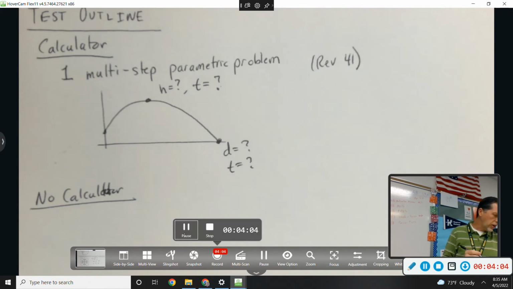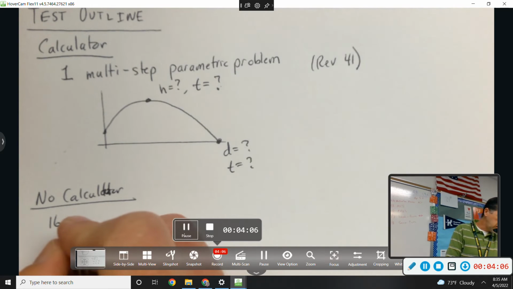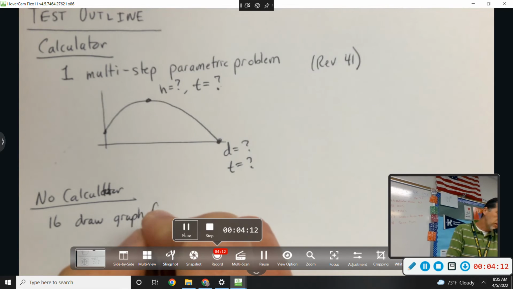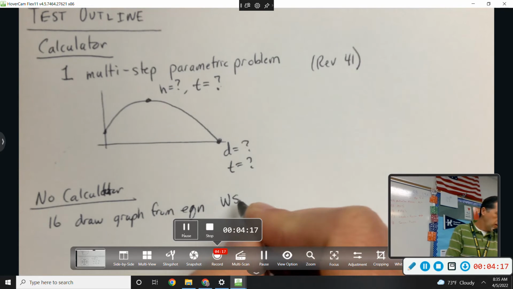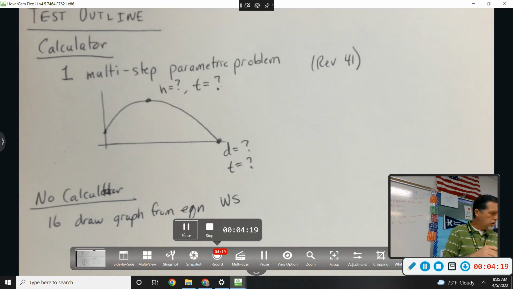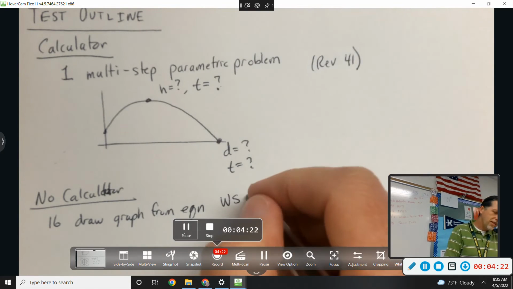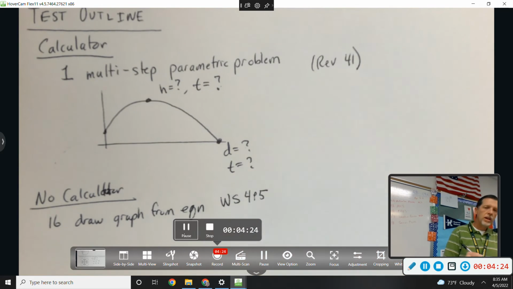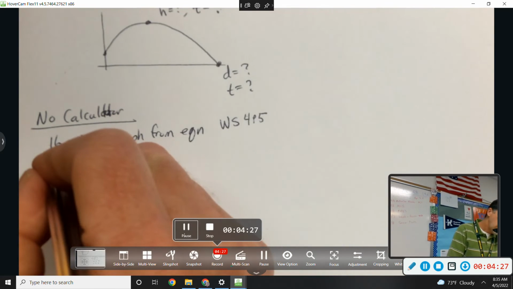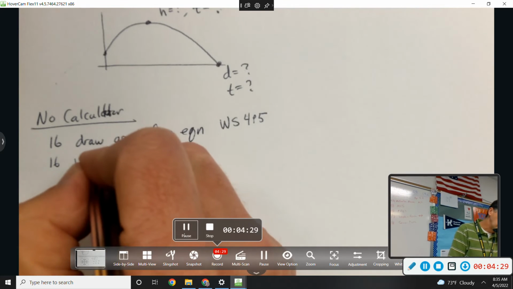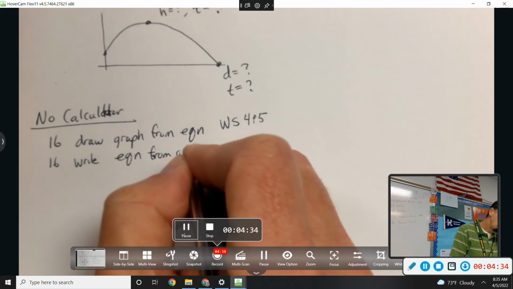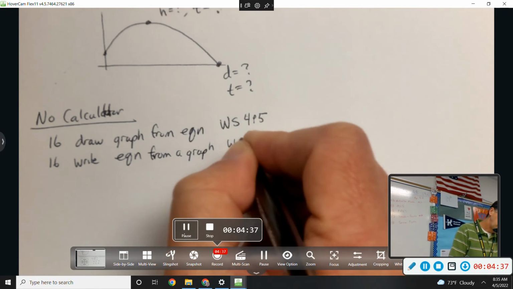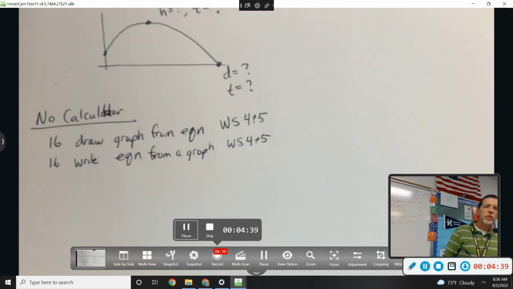Then on the no calculator part, 16, draw a graph from an equation. So that's like worksheet 4 and 5. And then 16, where you go the other way, write equation from a graph. Again, that's worksheet 4 and 5.